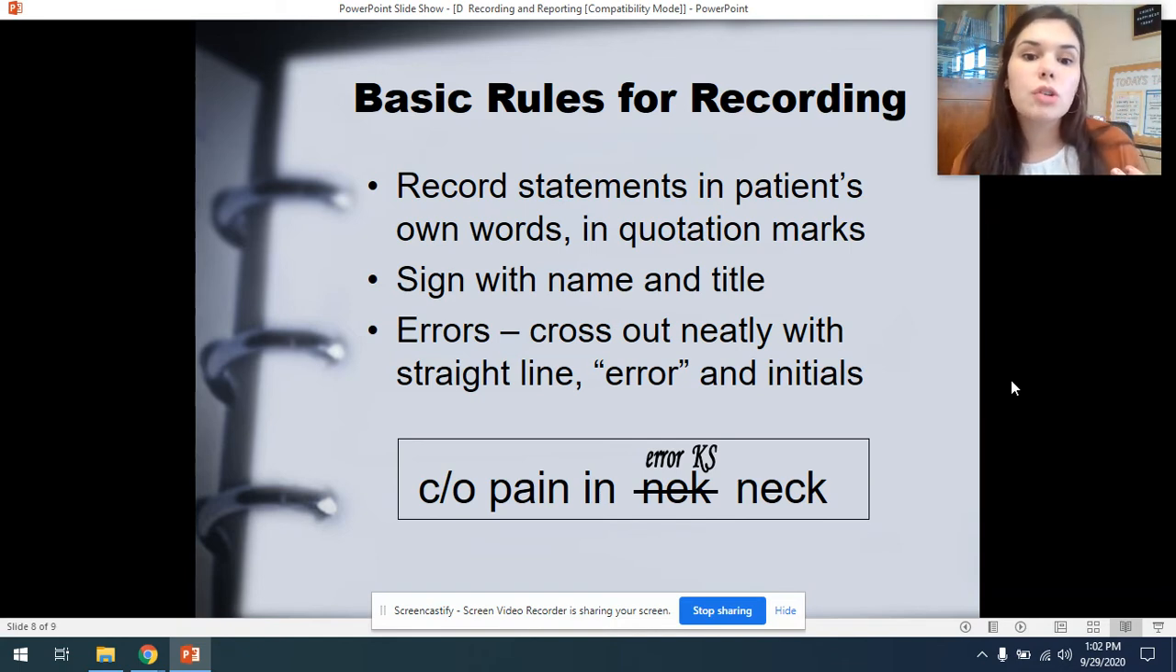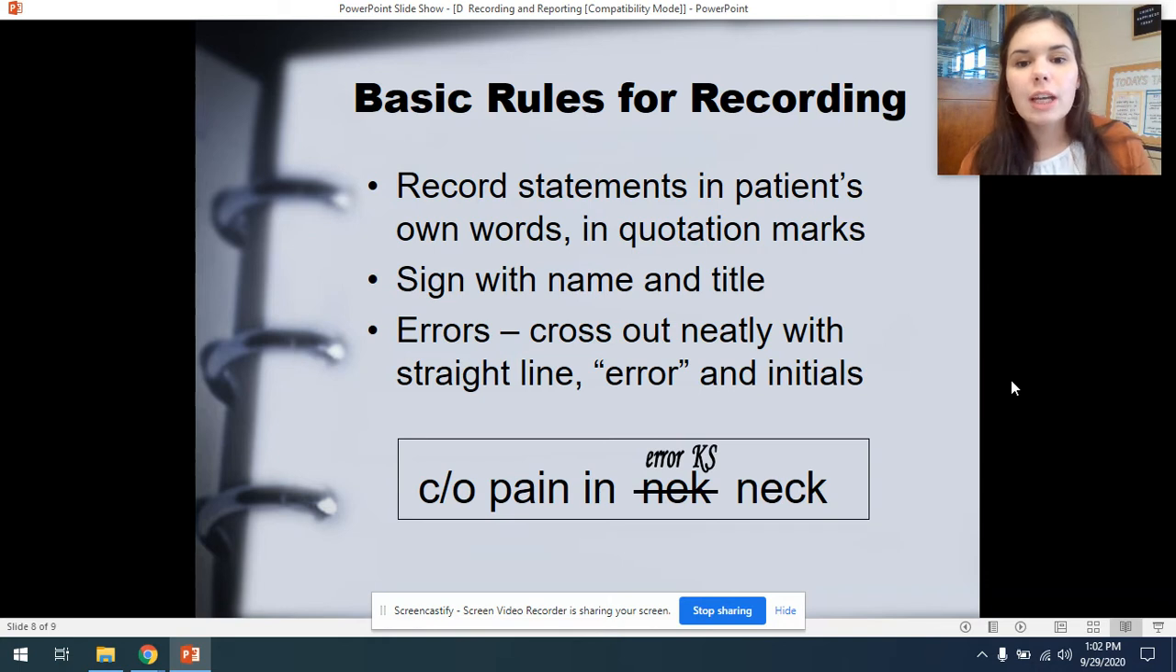You also want to make sure that you sign all medical records with your name and your title. Again, if it's a written record, you'll sign it this way. If it's an electronic medical record, typically you have a login or a password that you use to log into the system, and that will denote who was recording that information because you signed in with that information.